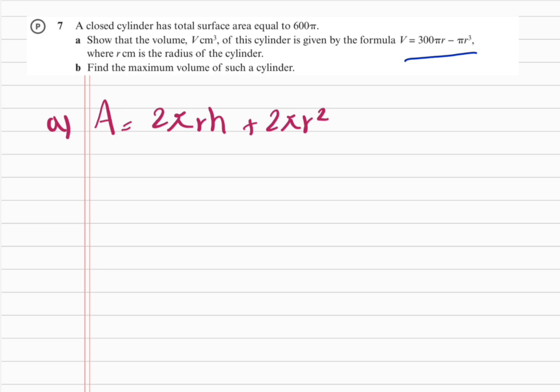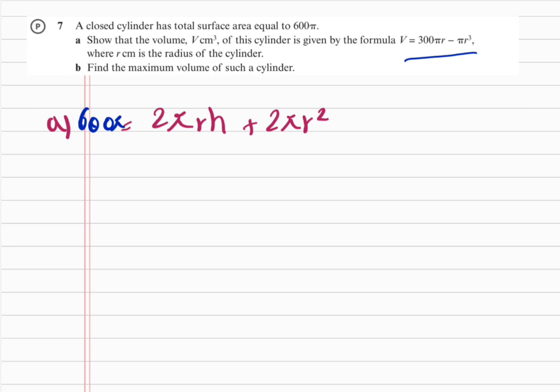So we first need to use the formula of the surface area of a cylinder, and that formula is equal to 2 pi r h plus 2 pi r squared. Okay, so in this case, we know the total surface area of the cylinder, and that's equal to 600 pi. So we can substitute that into the formula. So we have 600 pi.